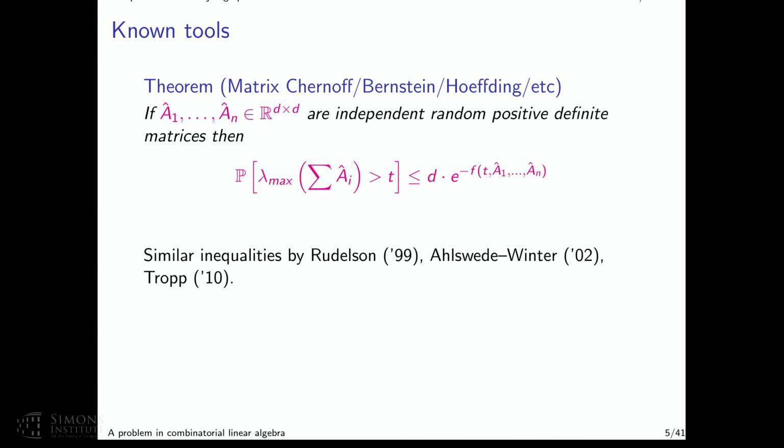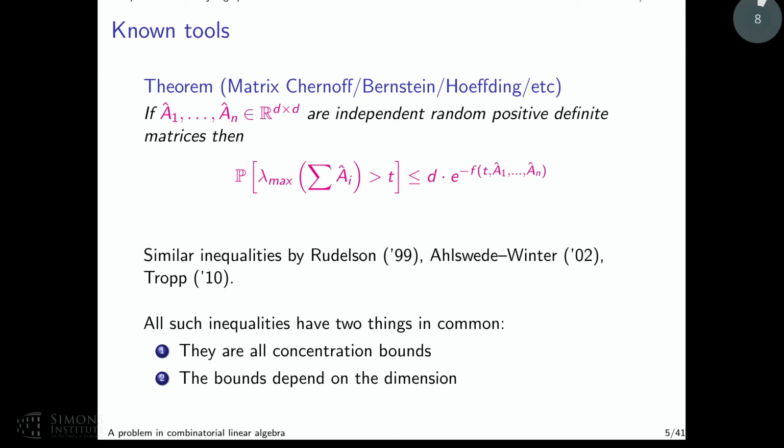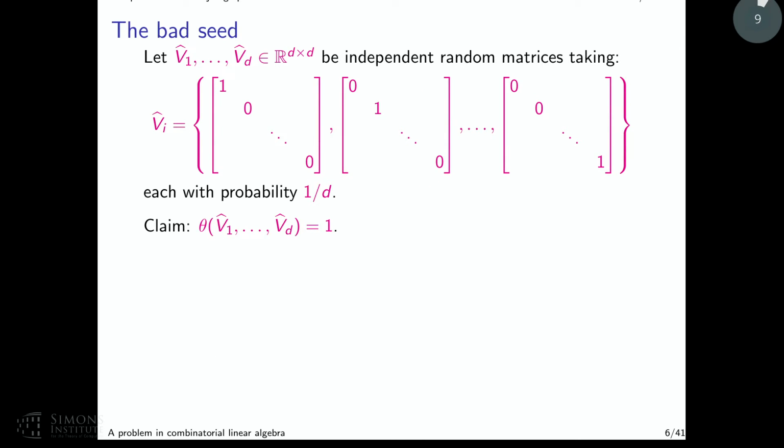So there are similar inequalities by Rudelson, Ahlswede-Winter, and Tropp. And all of them have two things in common. They're concentration bounds, and the bounds depend on the dimension, right? This d here. And it sort of has to be that way.